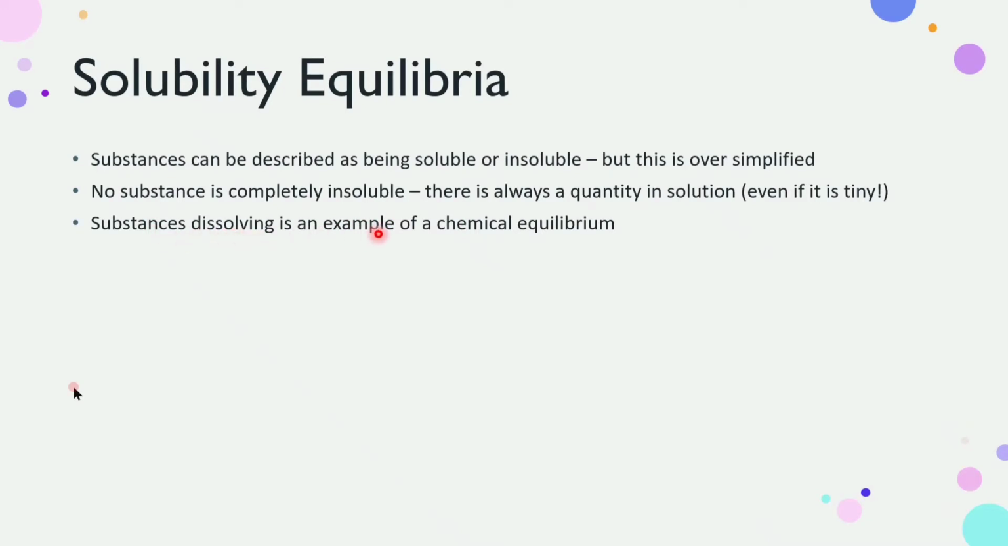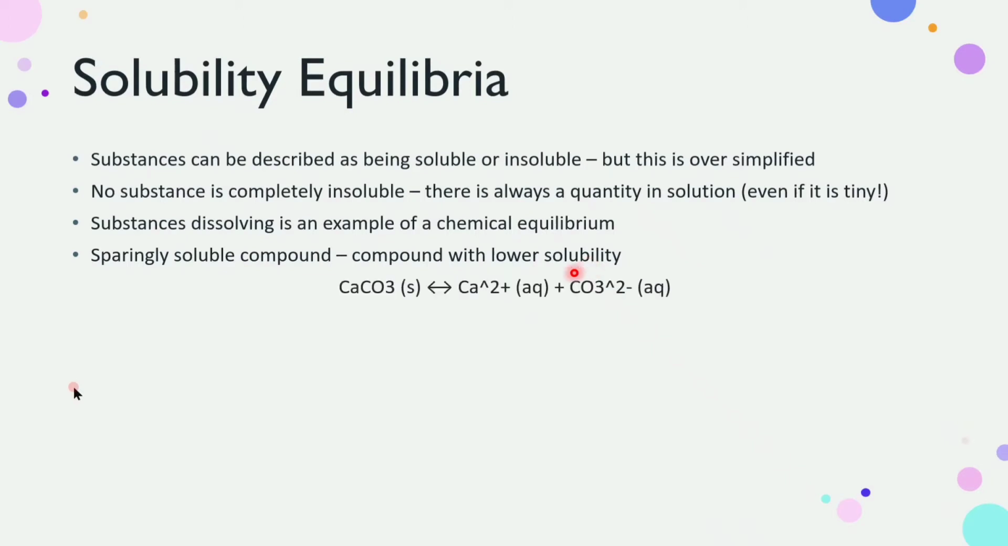Substances dissolving is an example of a chemical equilibrium. And the chemical equilibria we're going to be looking at are of sparingly soluble compounds, so compounds with a low or lower solubility. An example of this is dissolving calcium carbonate, and we can see that this is an equilibrium. We have our calcium carbonate solid, and then we dissolve it into our calcium ions and our carbonate ions, which are both aqueous because they're dissolved in solution. And this is a chemical equilibrium.